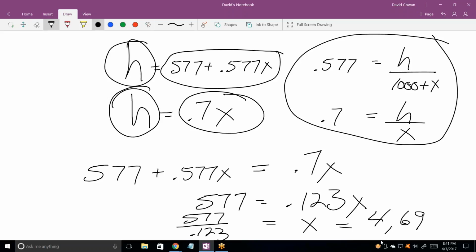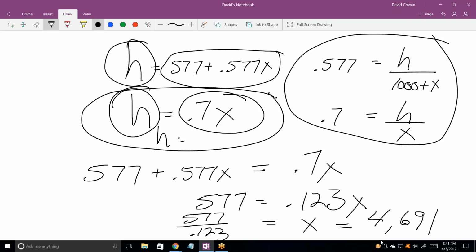4,691. Now, that's x. Remember our original picture. They want the height of the rocks. So let's go into this equation, the simplest one. What's the height going to be? I can solve it from there. Well, once you solve for x, you still have to solve for h. And h is equal to 0.7 times x. So what's h equal to?